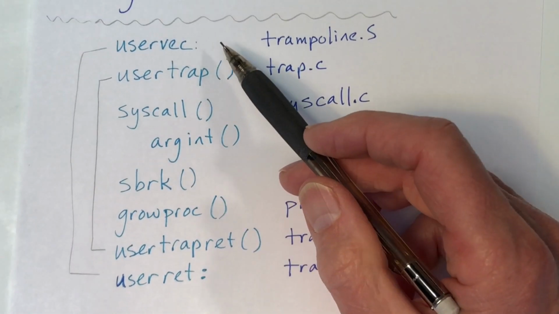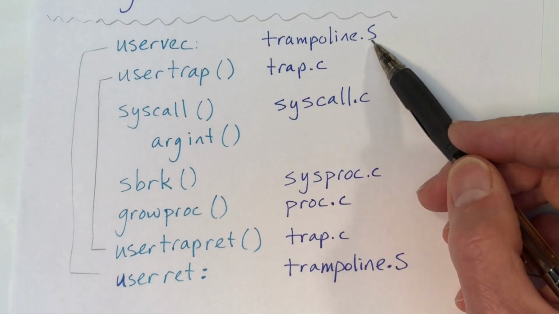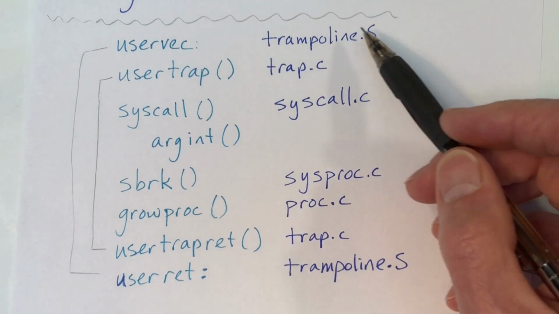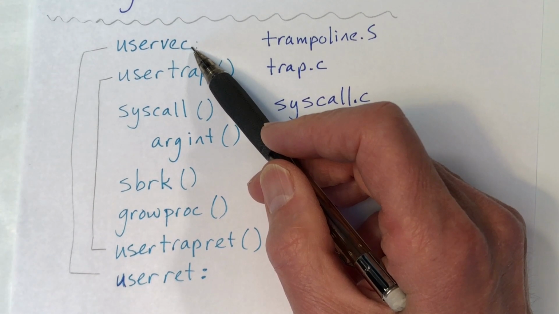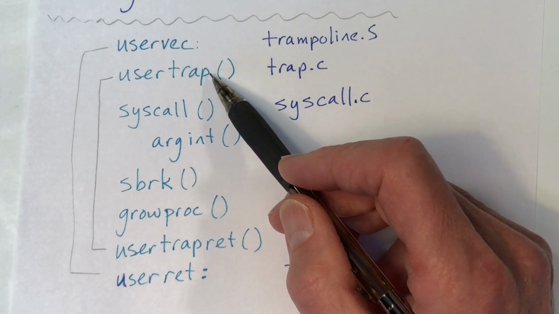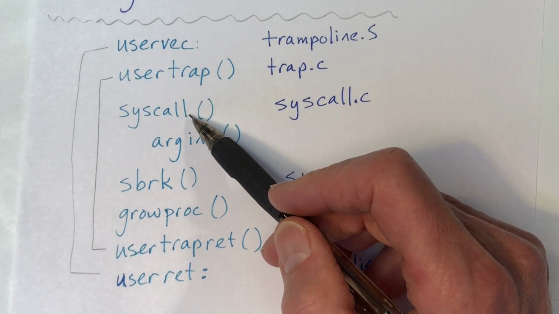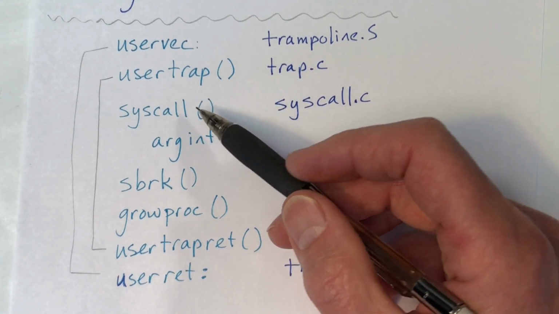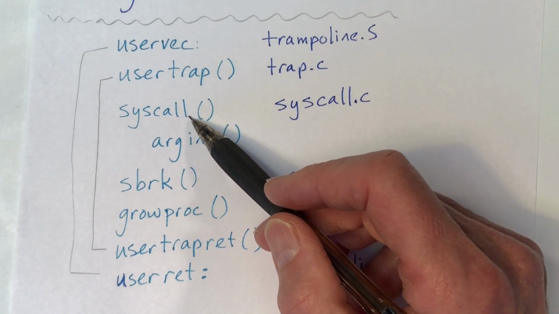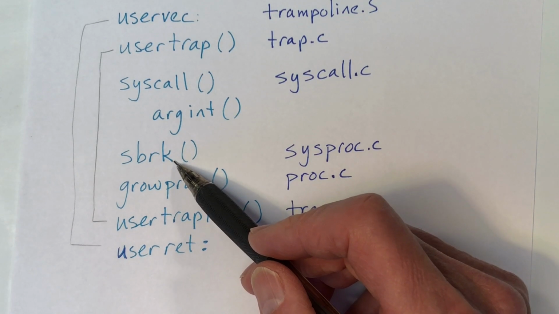Once the trap occurs, we will be thrown into the code in the trampoline page. This is assembly language code. And the uservec code will then invoke the usertrap function. The usertrap function will determine that we've got a system call and invoke the function syscall. syscall will determine which system call we want, and it will, in our case, invoke sys_sbrk to do the system call that we're going to be looking at.